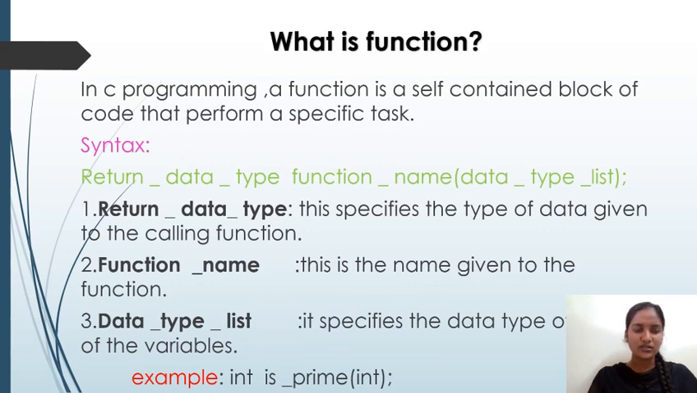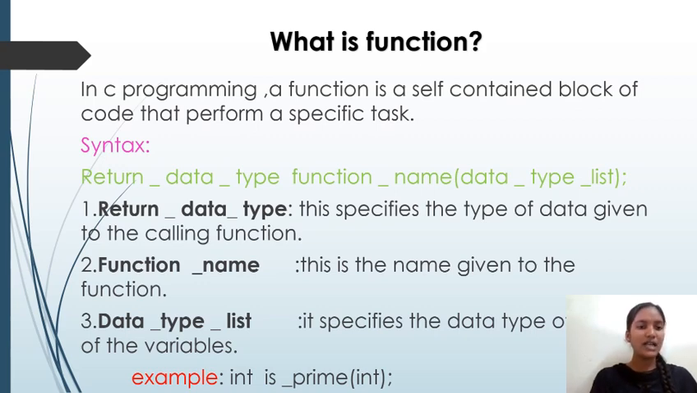What is function? In C programming, a function is a self-contained block of code that performs a specific task. So, function is a group of code or statements that are in the self-contained block and hold together to perform a particular task, are known as functions.